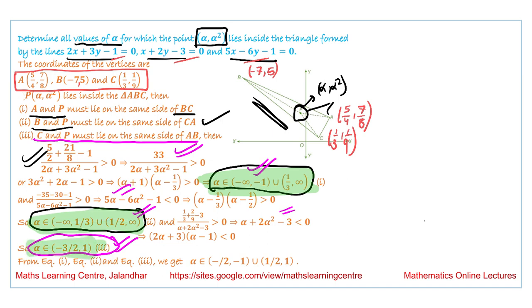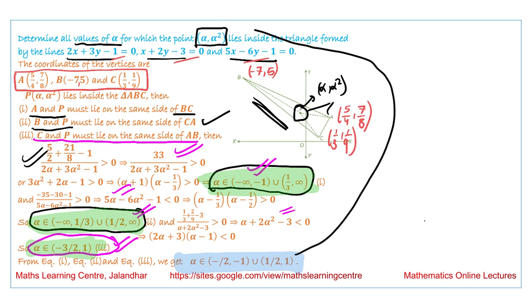Now the common values of alpha corresponding to these three conditions give the final result in this form. So we are saying that for alpha lying in this interval, the point (alpha, alpha square) will lie inside the triangle formed by these three lines.